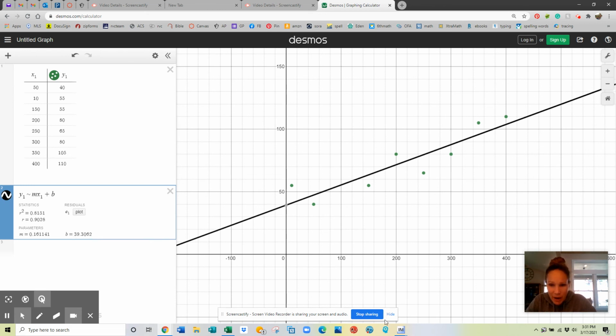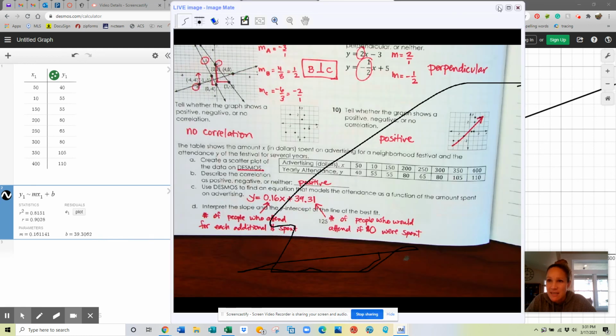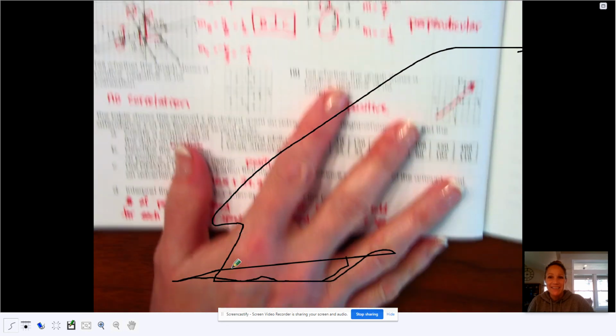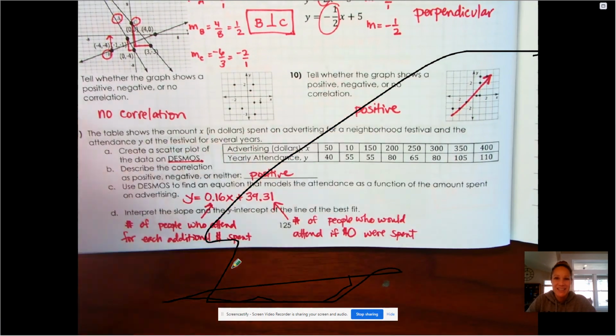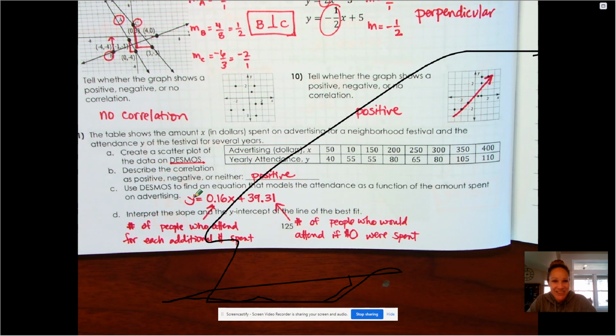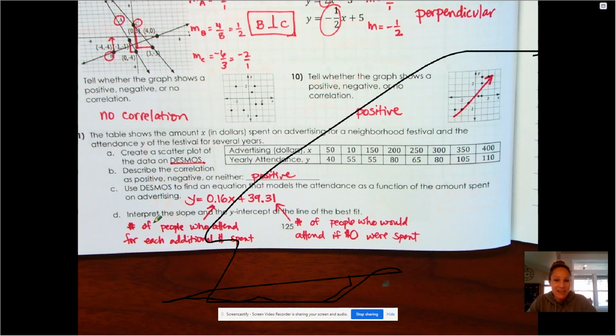I guess I'll just toggle back over one more time just so you guys can see. Sorry, there's that line through it. I don't know what happened there, but it looks like I drew all over it. Anyways, here's your equation, Y equals 0.16X plus 39.31. And then here are your words here for the slope and Y-intercept. Sorry again for the doodles on there, but that is it for your Unit 6 review.